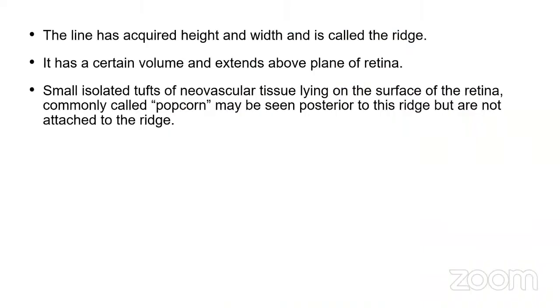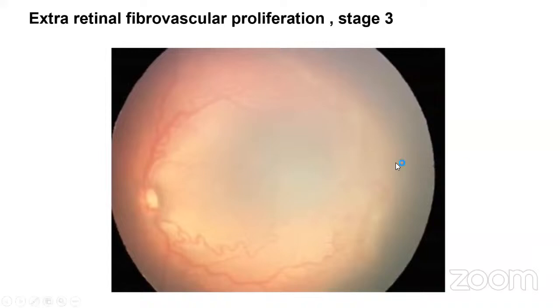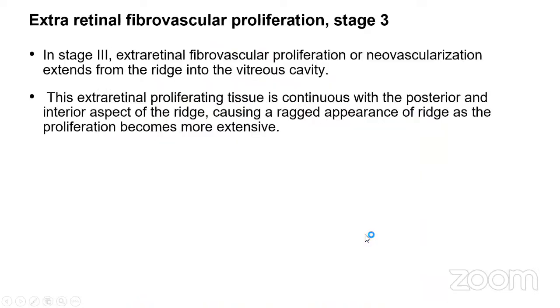In stage 3, there is extraretinal fibrovascular tissue. Now in stage 3, you can see new vessels which are actually overlying that ridge. So that is the difference between stage 2 and stage 3. Here you can see more new vessels overlying this ridge.